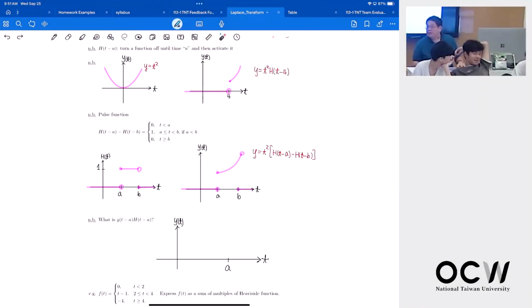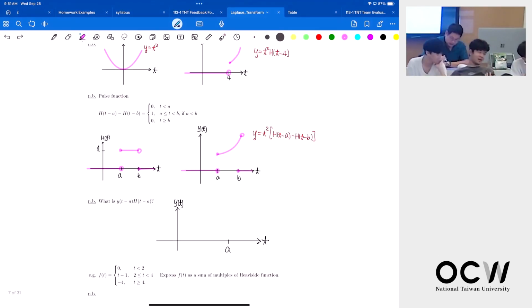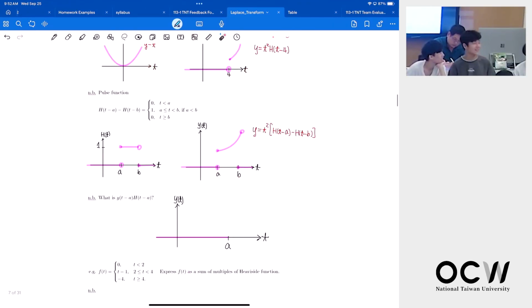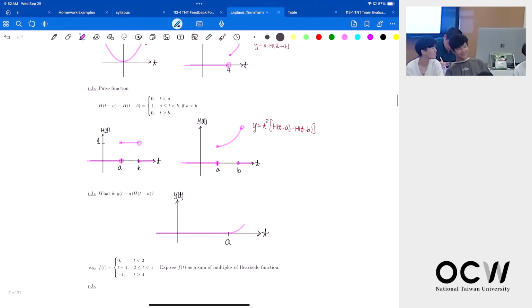Okay, so I think most of the teams did a good job. Here I have 0 until a, right? So everything is 0 until a. And also I shift y by a. So here I shift by a. So I will get this part.